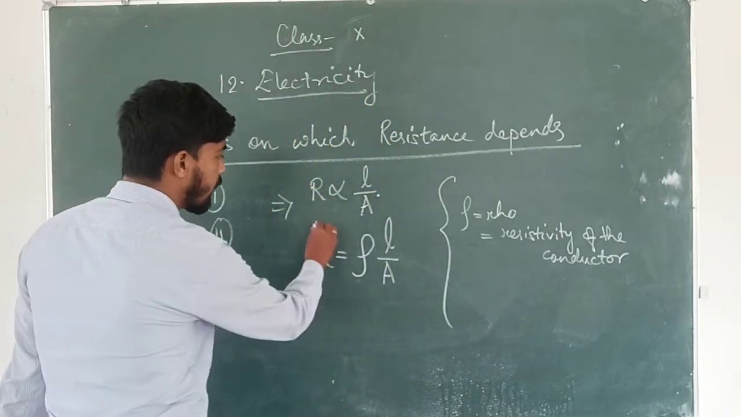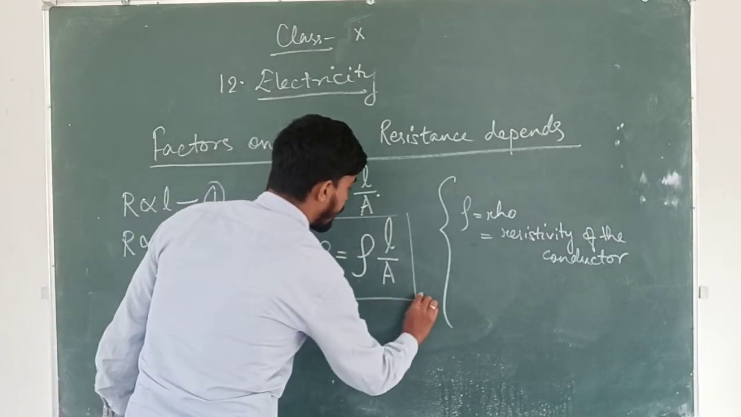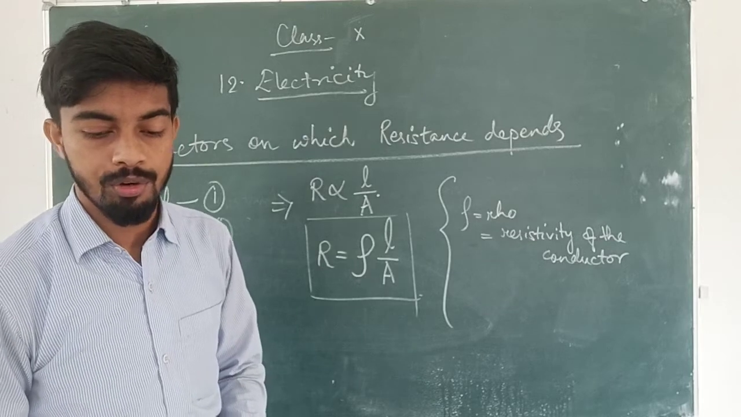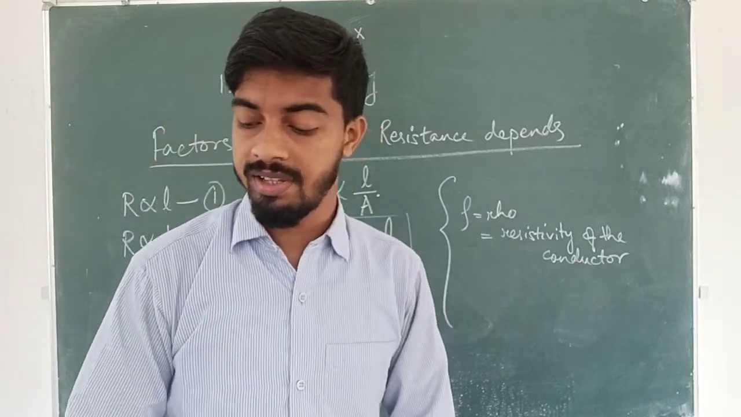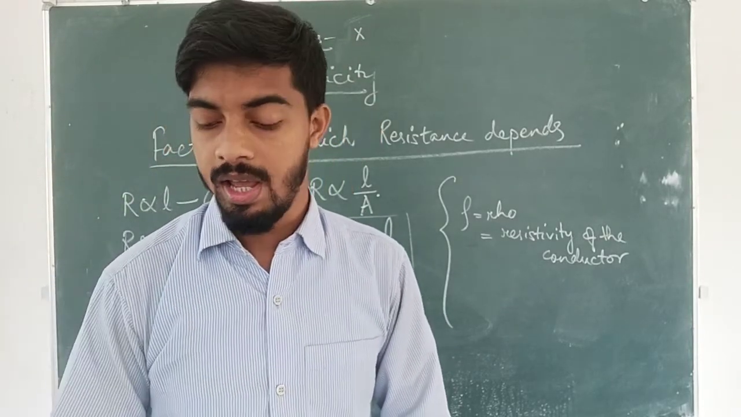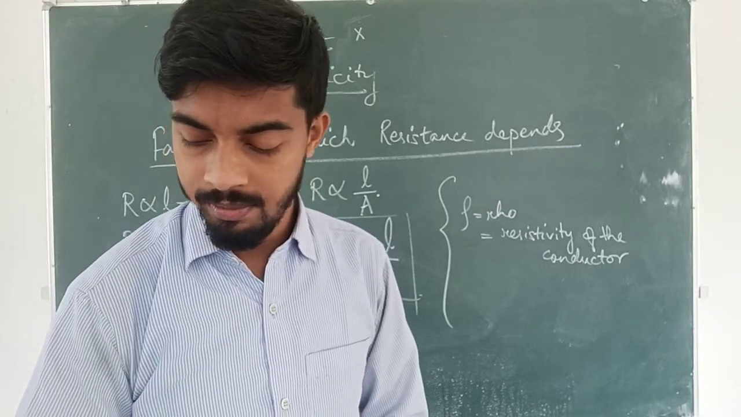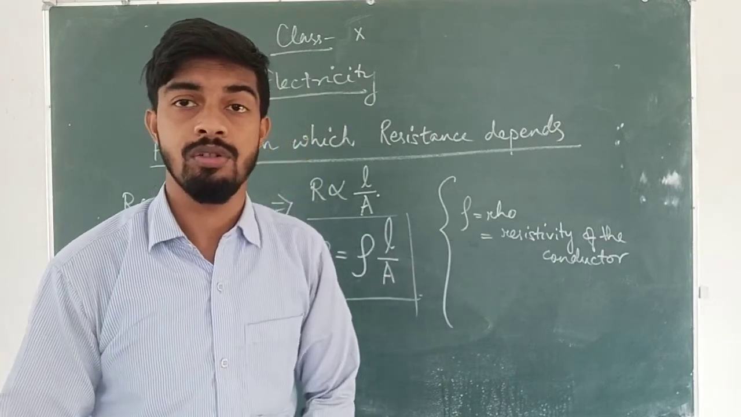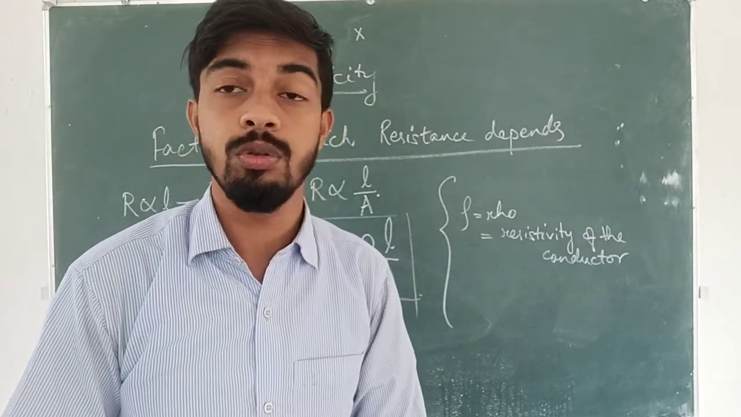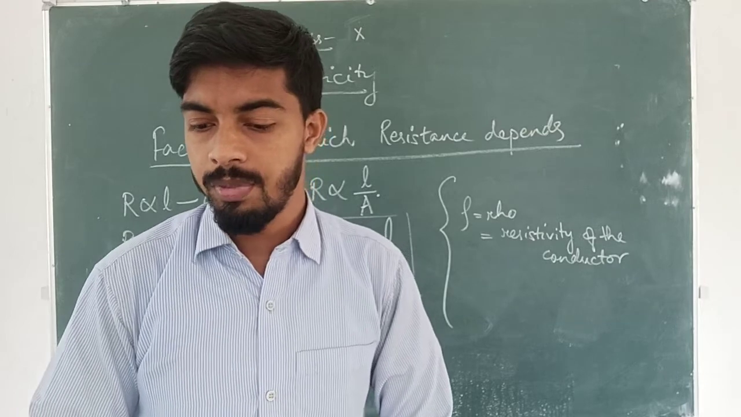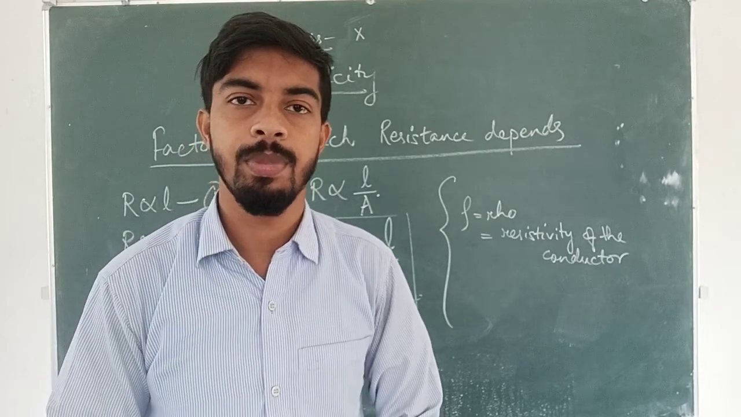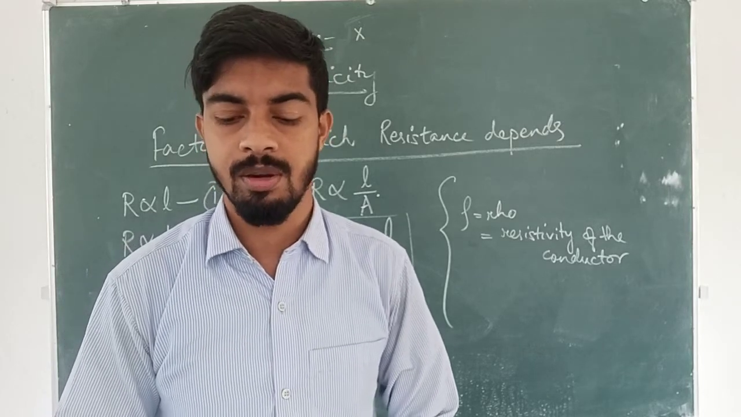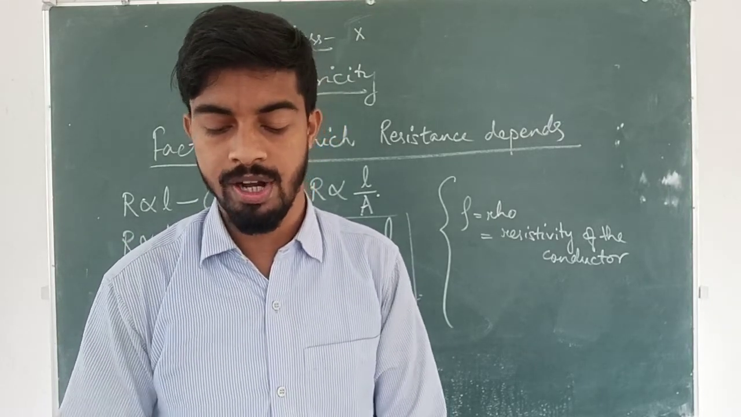So this formula you have to remember: R equal to rho L by A. Rho is the electrical resistivity of the conductor at a certain temperature. This rho value is found out at almost 20 to 22 degrees Celsius, because for some metals, if the temperature increases, the resistivity also changes. Sometimes it can go up, sometimes it can go down.